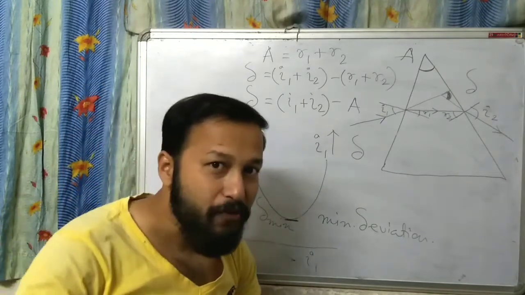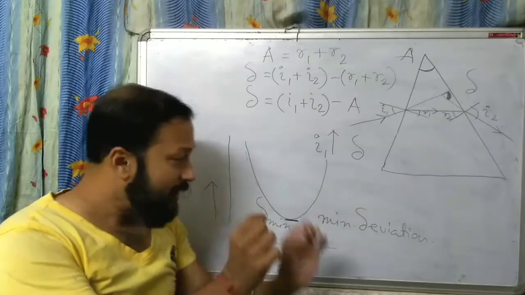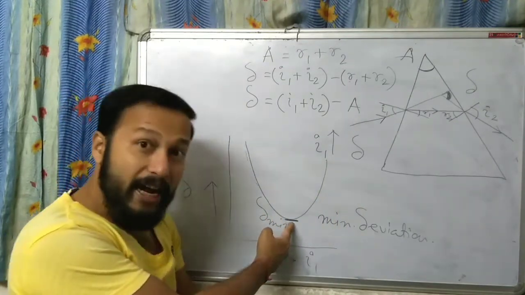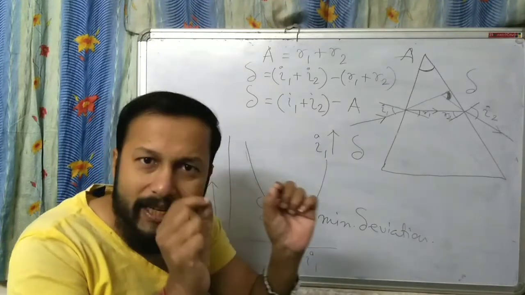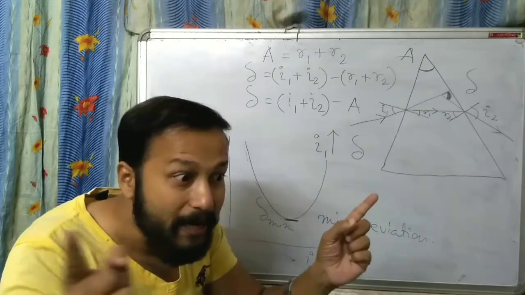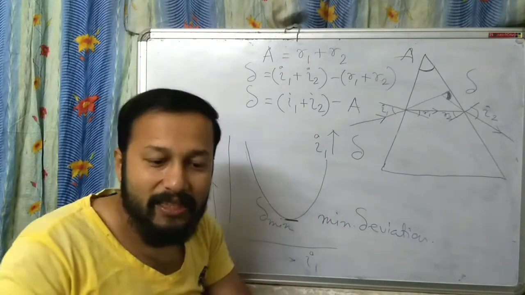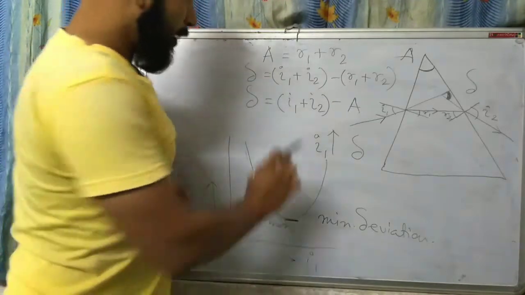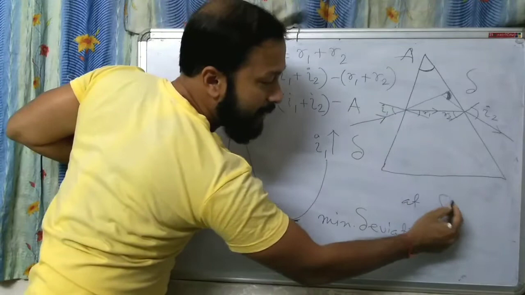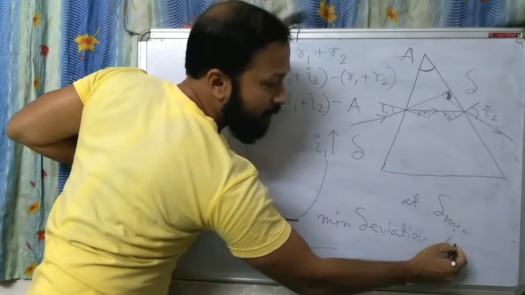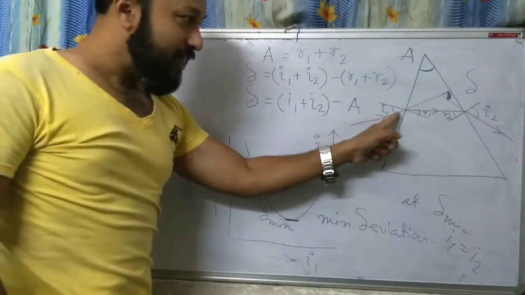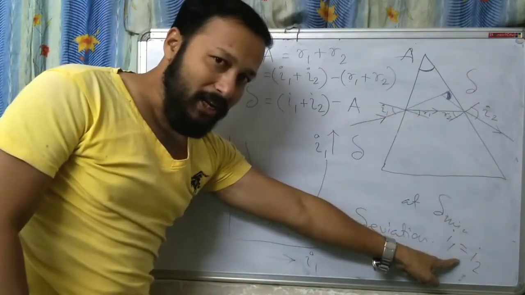And one more piece of information for you: when the minimum deviation takes place, I mean here delta min, then we notice that the angle of incidence and the angle of emergence become equal. Yes, see how. At minimum deviation, angle of incidence equals angle of emergence.